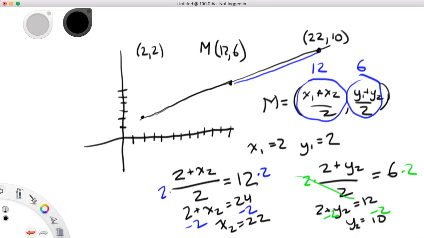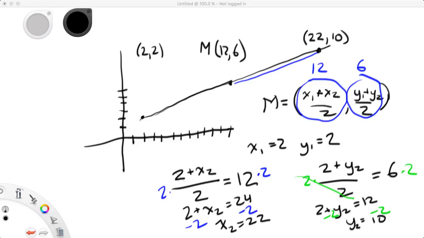So I've got my x1, I've got my y1, and it's going to go like this. x1 is 2, so 2 plus x sub 2 over 2 equals 12. And then y1 is 2, so 2 plus y sub 2 over 2 equals 6. And then I just solve these separately, right? So I've got to multiply both sides by 2, and I'm going to get that 2 plus x sub 2 equals 24. Then I'm going to subtract 2 from both sides, and I'm going to get that x sub 2 equals 22.